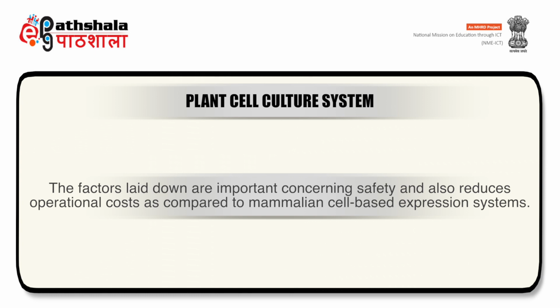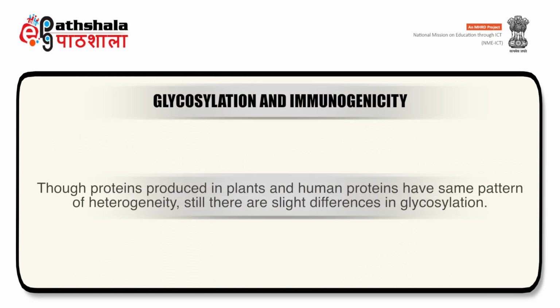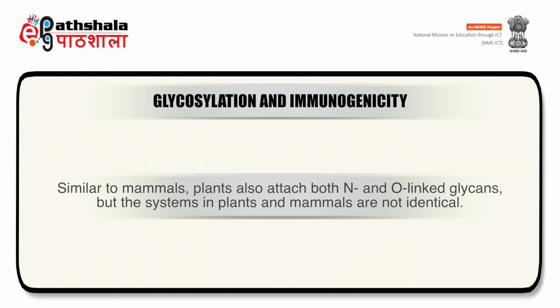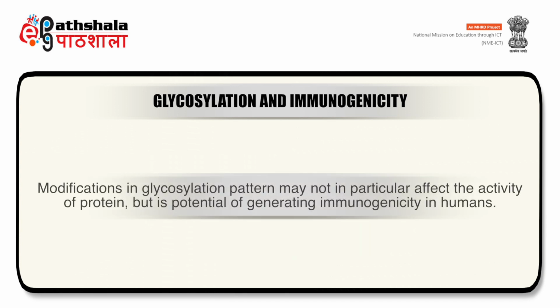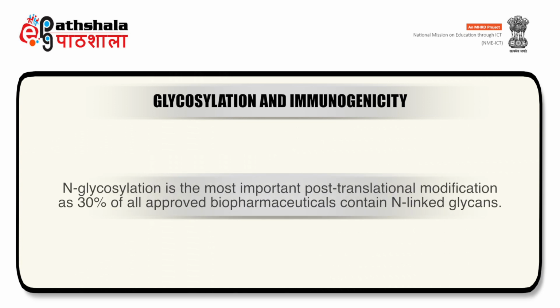Though proteins produced in plants and human proteins have some pattern of heterogeneity, there are still slight differences in glycosylation. Similar to mammals, plants also attach both nitrogen and oxygen-linked glycans, but the systems present in plants and mammals are not identical. Modifications in glycosylation pattern may not in particular affect the activity of the protein, but have the potential of generating immunogenicity in humans. Nitrogen glycosylation is the most important post-translational modification, as 30% of all approved biopharmaceuticals contain nitrogen-linked glycans.